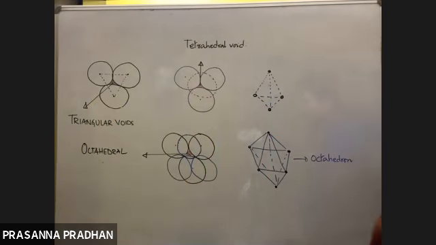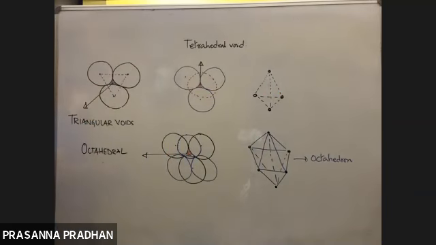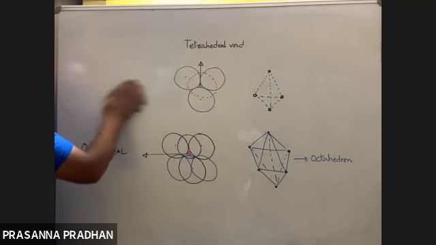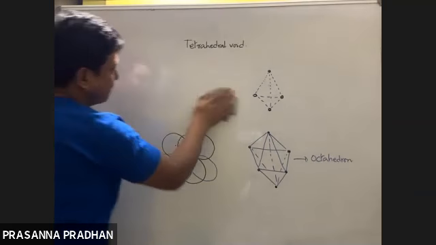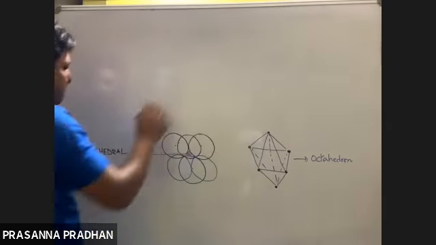So as you go on tracking the spheres, you will come across different types of voids. Now, solely for your board purpose, just write it down.